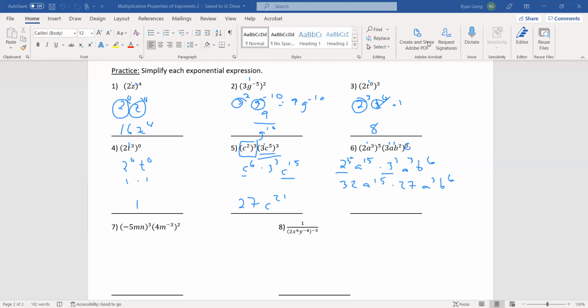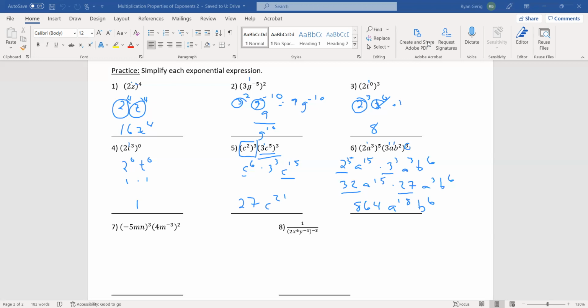Common problem that I see people do is they take that 32 and 27 and they add them. There's no plus sign in here. I'm not adding 32 and 27. I'm going to multiply 32 and 27. And yes, it's a big number. Doesn't matter. 864. I am going to put my a's together. A to the 15th and a to the third makes a to the 18th. And left over b to the 6th. And that one's done.